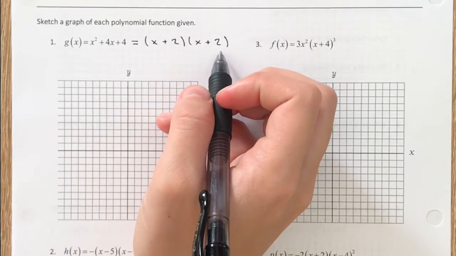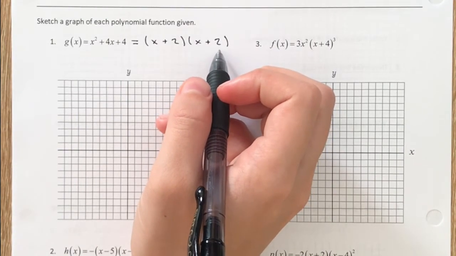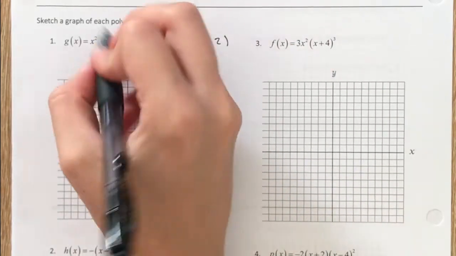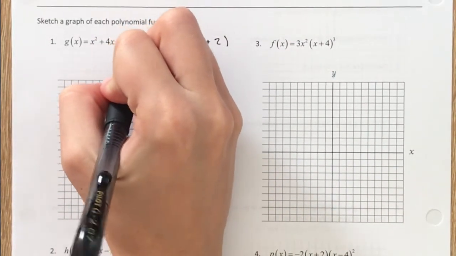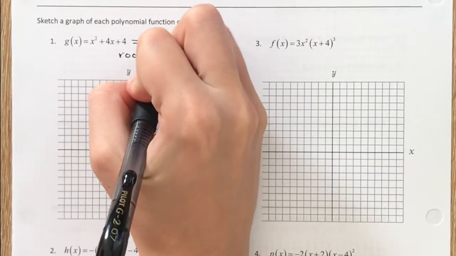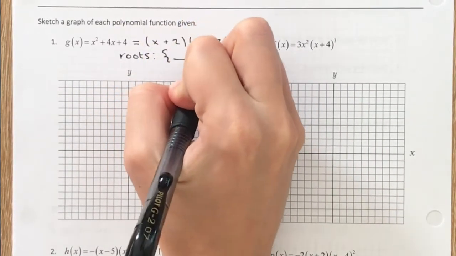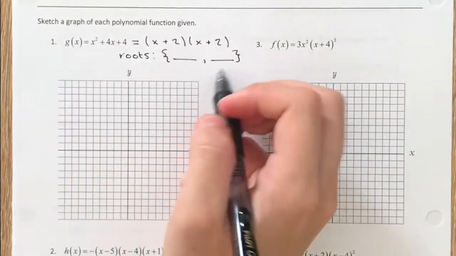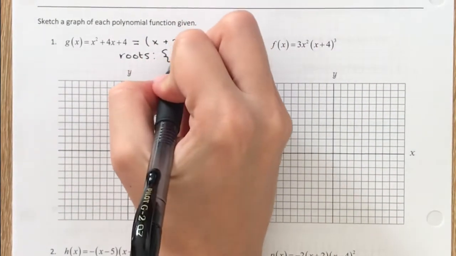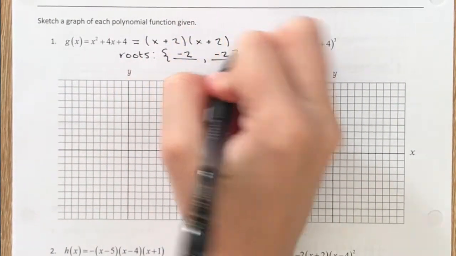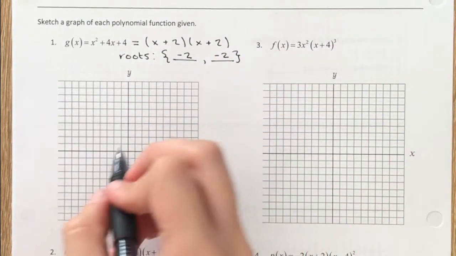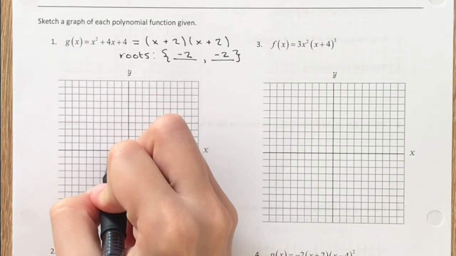Remember, from root form, we can determine a few things, right? Our first is our roots. How many roots are we going to have, first of all? Well, 2, right? That's the degree of the function. The degree of this function is 2, so we have 2 roots. And both of them are negative 2. So that means we have a multiplicity of 2 at negative 2. We have this root here.